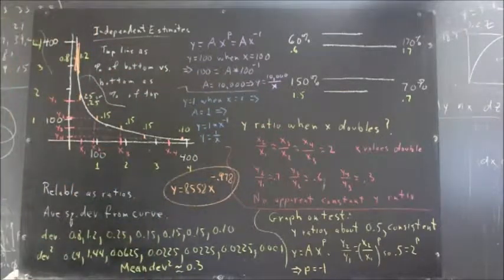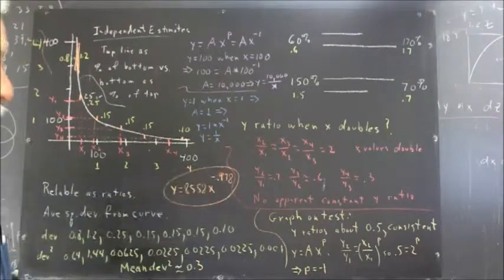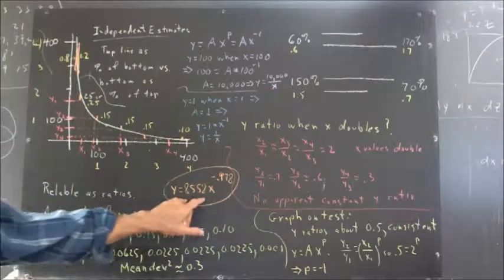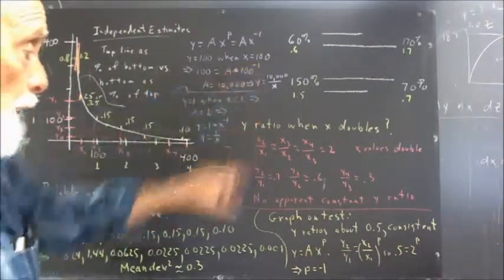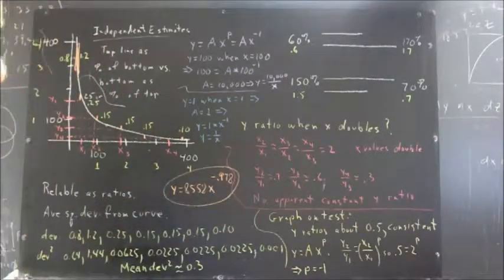Comment also that the best fit for the data on the test is y equals 8558x to the negative 0.978. Compare 8558 to the 10,000. Compare negative 0.978 to the negative 1 power that we have here.